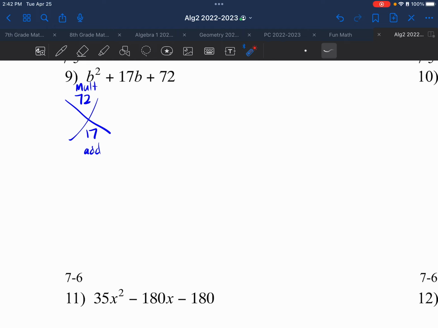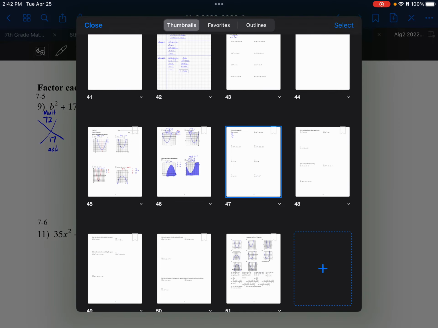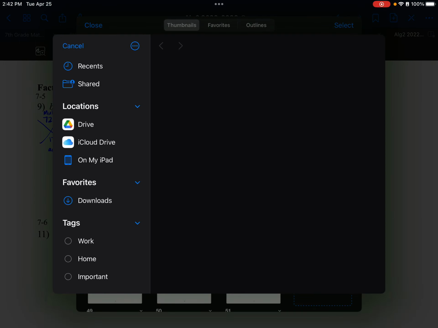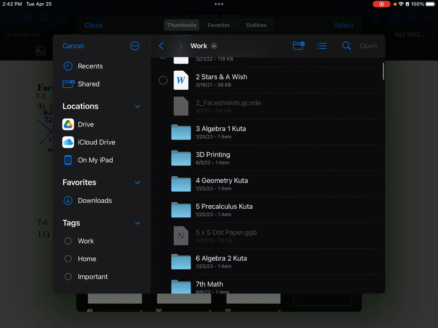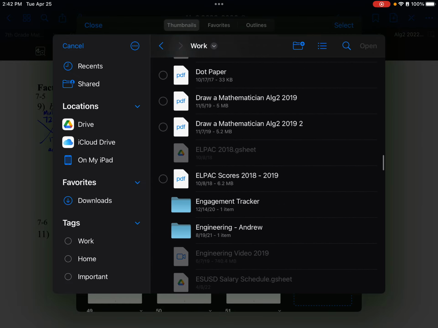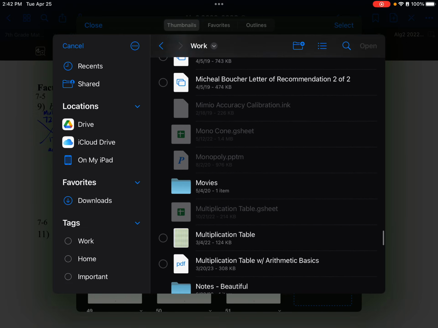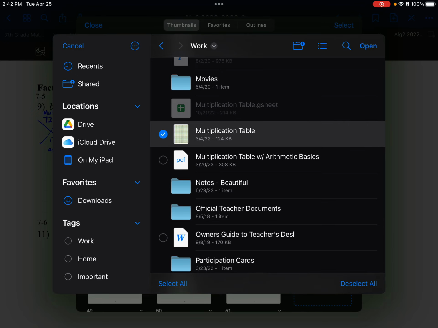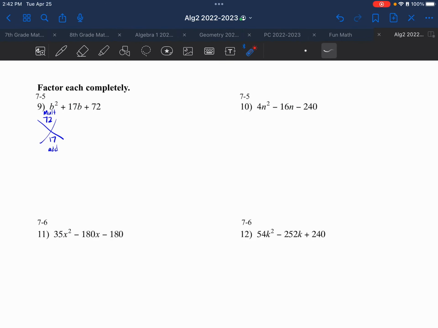And I usually start with the multiply number. So, I think I'm going to go ahead and pull out the, what is it, the multiplication chart. So let me come back here. I'll show you how I do things. I'm going to go ahead and import something from my drive. I don't remember where I put it. It's something like M for multiplication chart. That would make sense. Let's go down to M, multiplication table. That's the one I want. So let's go ahead and open it. That way you're just close by, and I can move this page right here. So that way I need to figure out what multiplies to 72 and also adds to 17.